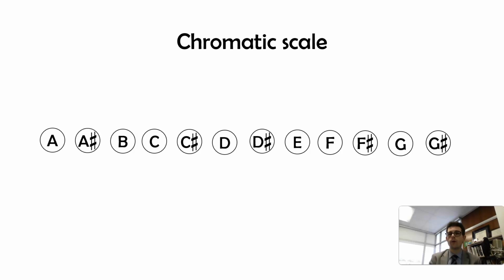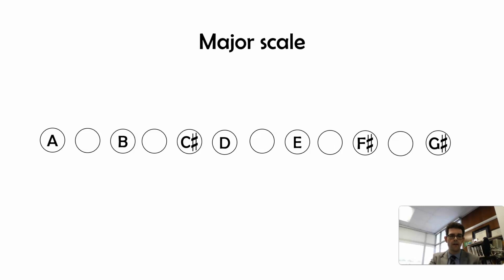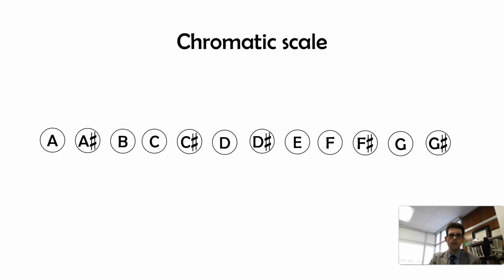From this, typically composers will use a selection of these pitches, usually 7 of them, in 2 configurations that we now call the major scale and the minor scale. So here's major scale and minor scale. And it uses some, but not all, of the pitches from the chromatic.